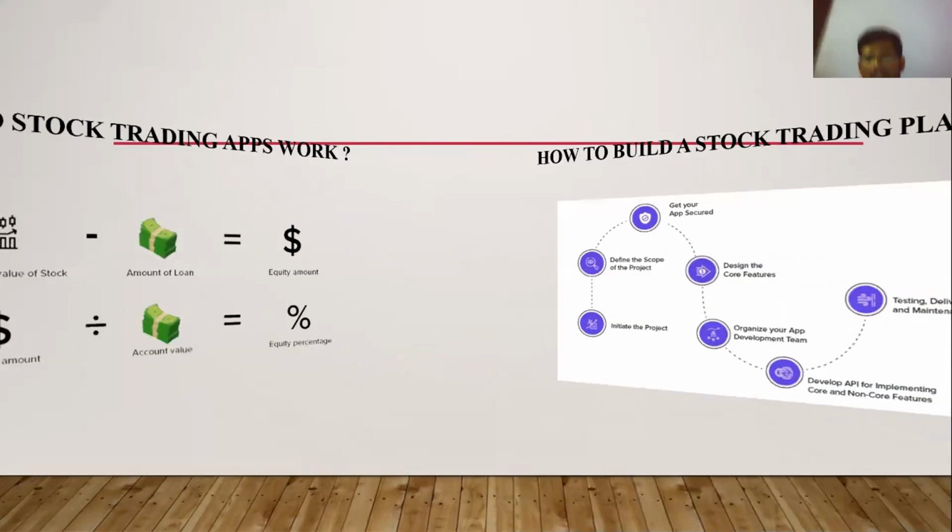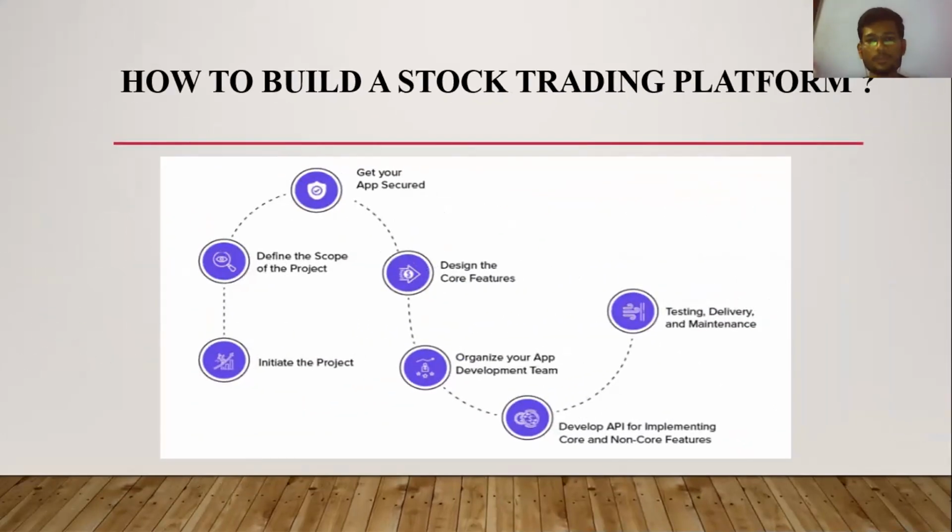Now, how to build a stock trading application? So it has various steps, stages to build an application or any software. So like that, first of all, we have to initialize the project and then define the scope of the project. So what are the requirements of the project that we have to define at an initial level. Then as security is the most concern, we have to secure the app, then design the core features as we had seen in the previous slides that need to be designed in a particular manner.